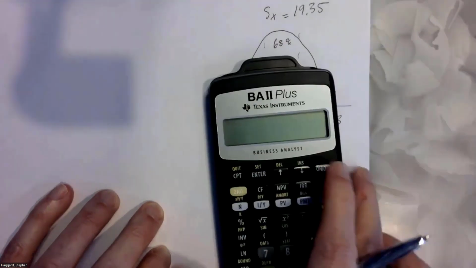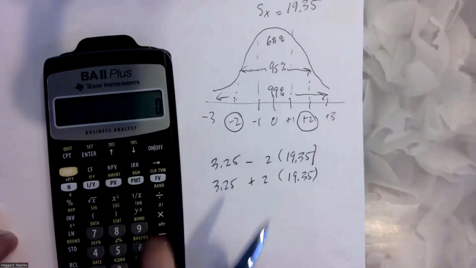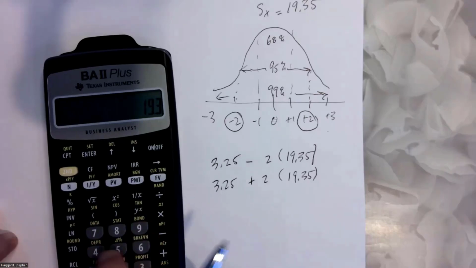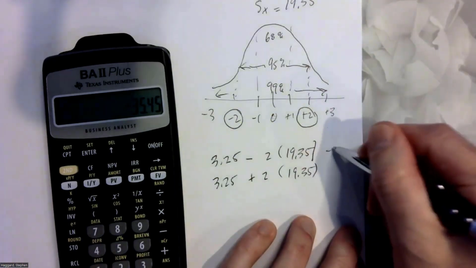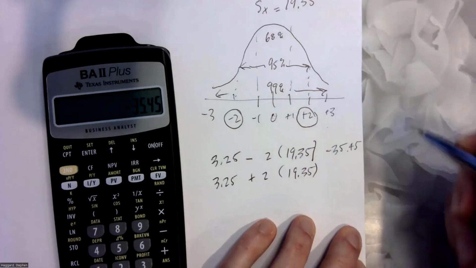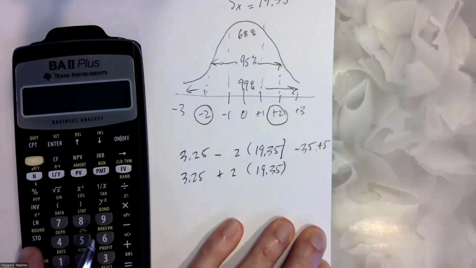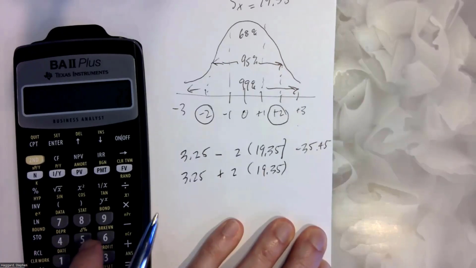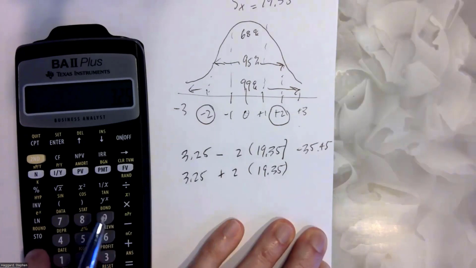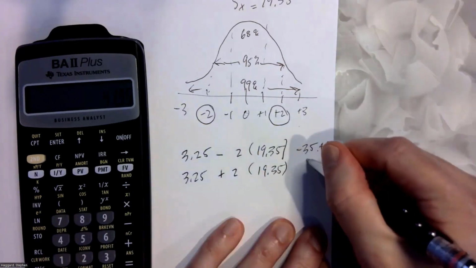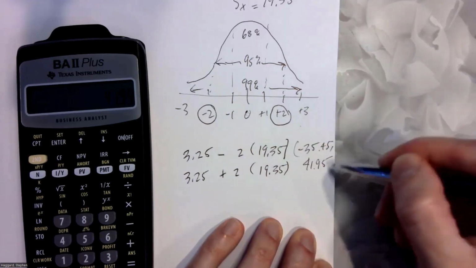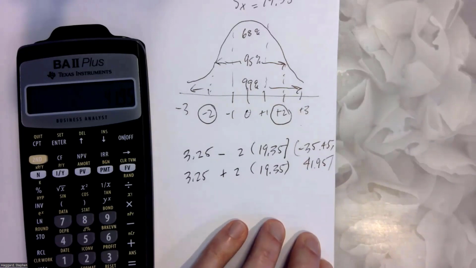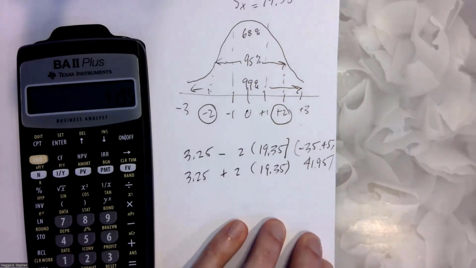So here's what I'm going to do on my calculator. I'm going to go ahead and say 2 times 19.35 equals, and I'm going to store 1. 3.25 minus recall 1 equals, I'm getting minus 35.45. And then if I do 3.25 plus recall 1 equals 41.95. And so my range should be from minus 35.45 up to 41.95. Well, let's take a look at the answers and see if we got close to anything.